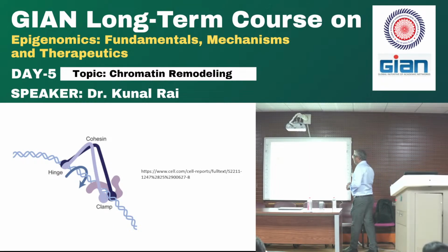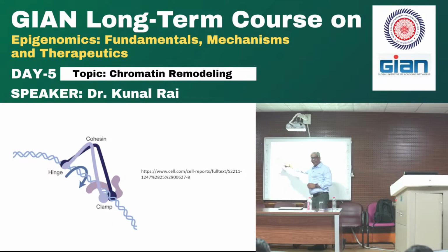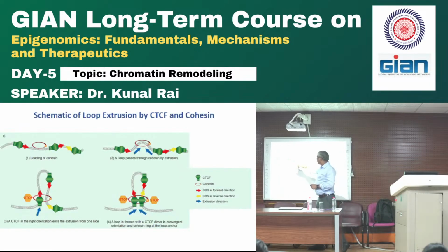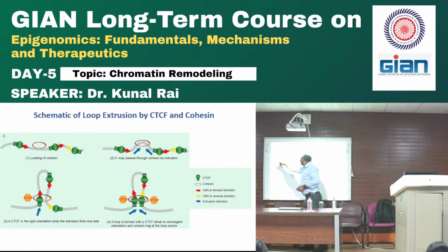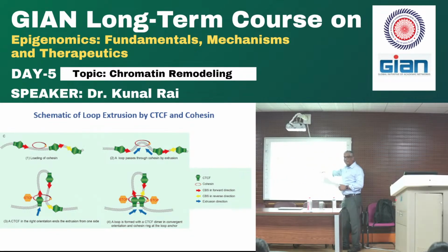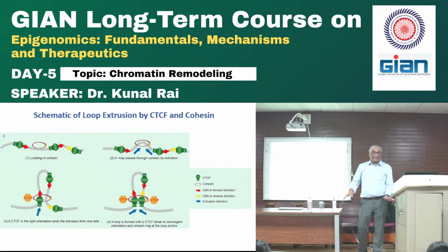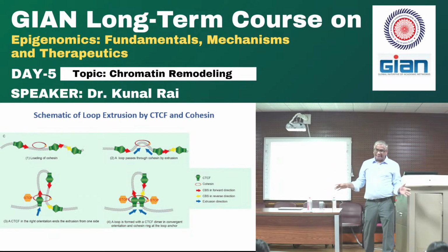But essentially, cohesin can be loaded on DNA. There are two CTCF sites. One CTCF binding site is CBS, essentially. CBS is the CTCF binding site in forward direction, in reverse direction. So forward direction, reverse direction. A loop passes through the cohesin by extrusion. So cohesin will bind to any DNA. It's not specific to anything. It binds all DNA.